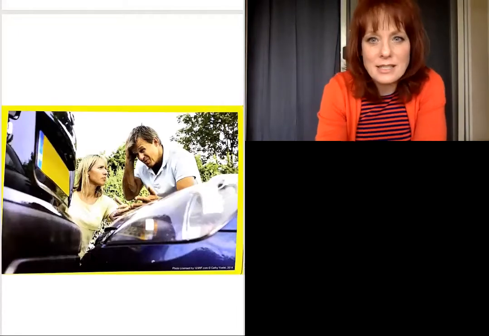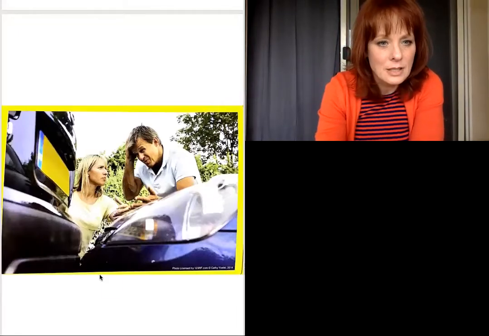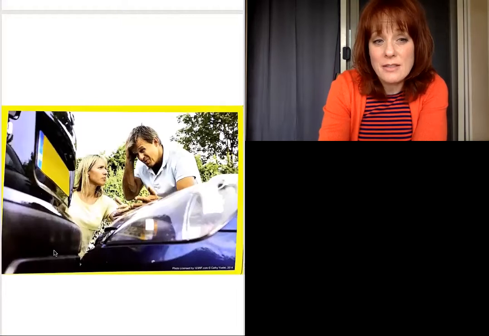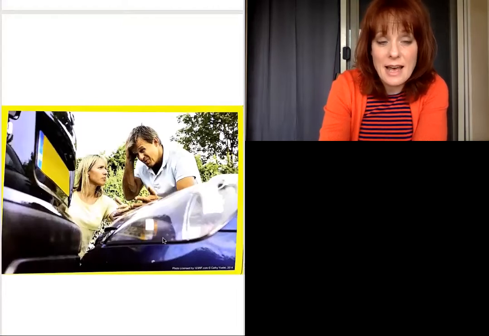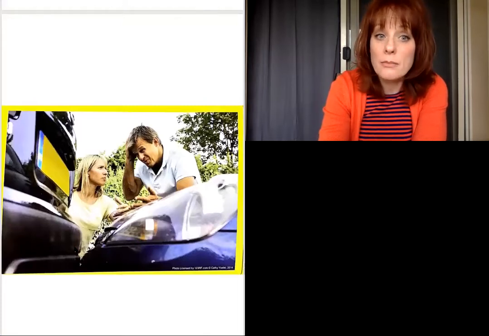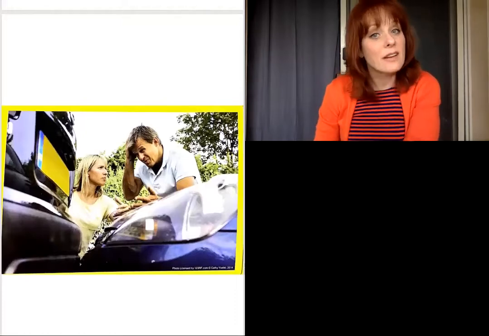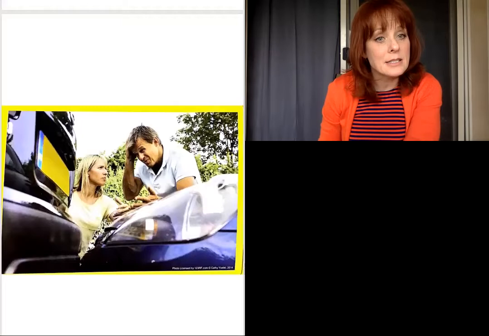What might have happened to cause this problem? Well, I guess it kind of depends on where they were, right? If they were parked on the street, maybe this gentleman was parked too close to this woman's car. And when he tried to get out, he bumped into her car. Or maybe they were on a freeway and there was a traffic jam and he was following too closely and then bumped into her car.